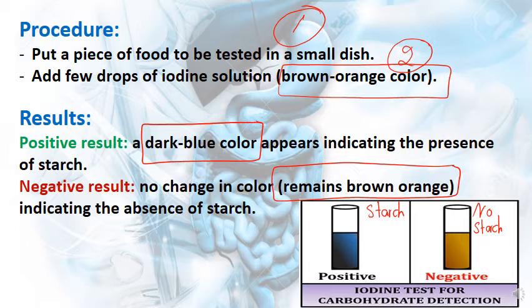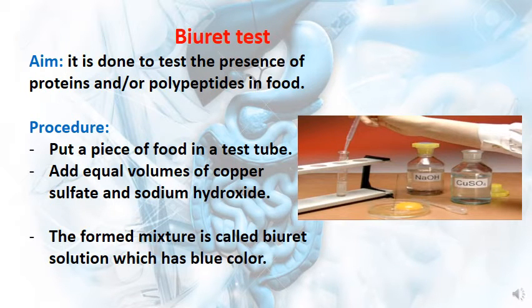Let's move now to test number 3. Test number 3 is called the Biuret test. The Biuret test is done to identify the presence of proteins and/or polypeptides. So we have proteins and polypeptides together, or we have proteins, or we have polypeptides.